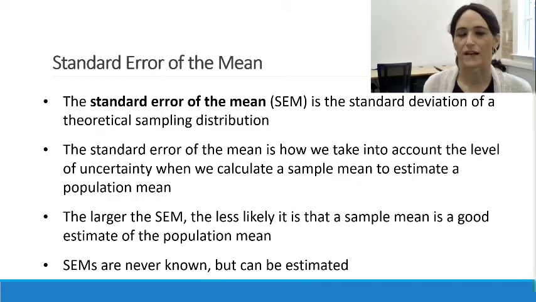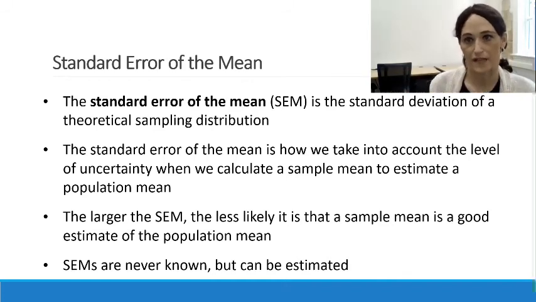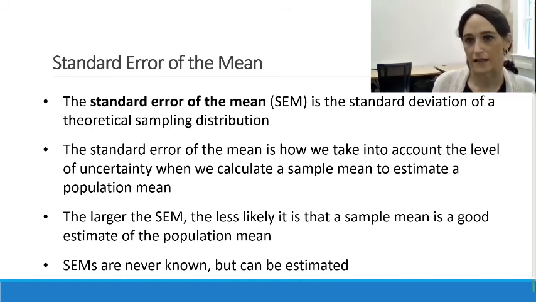So this brings us to the calculation of the standard error of the mean. The standard error of the mean is the standard deviation of this theoretical sampling distribution that we were talking about. Again, of all the possible values that we would get for our sample mean, what is the standard deviation, so to speak, for that sampling distribution?